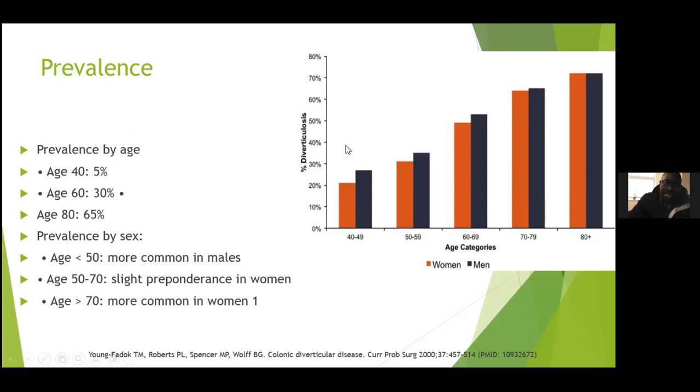So in this graph, if you look at it, in the earlier age, between 40 and 49, men are more, but as you get to about 80, it seems to flatten out. However, some now say that women commonly overtake the men at a later stage.